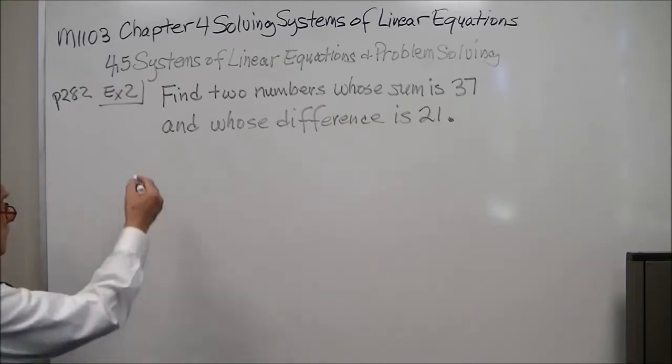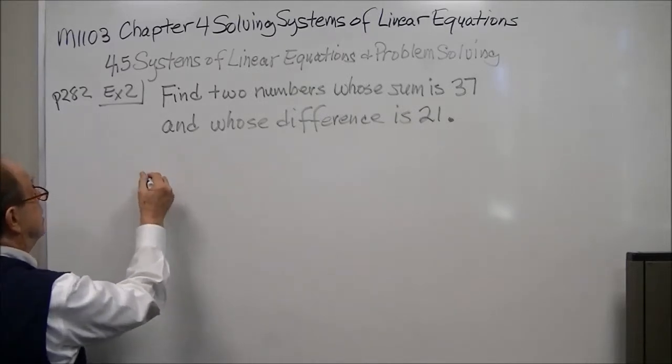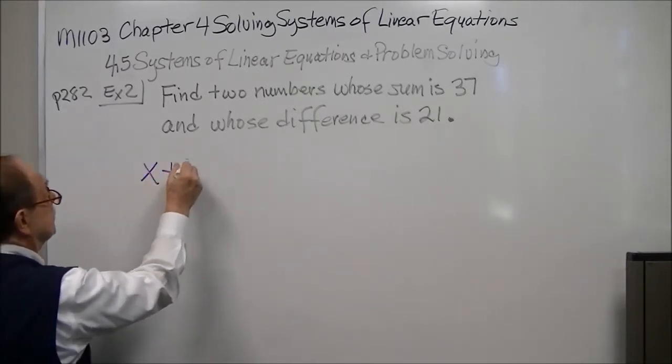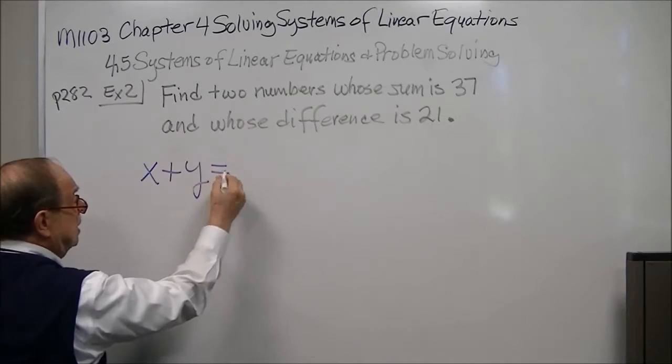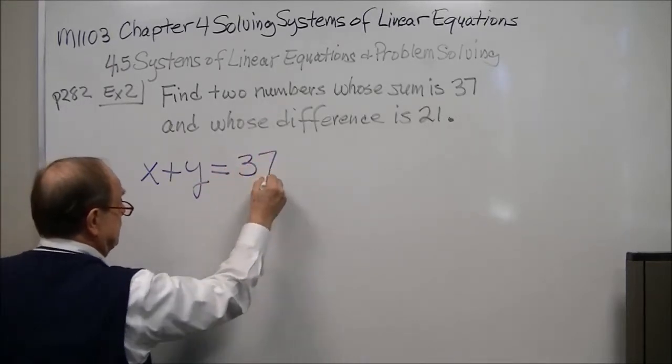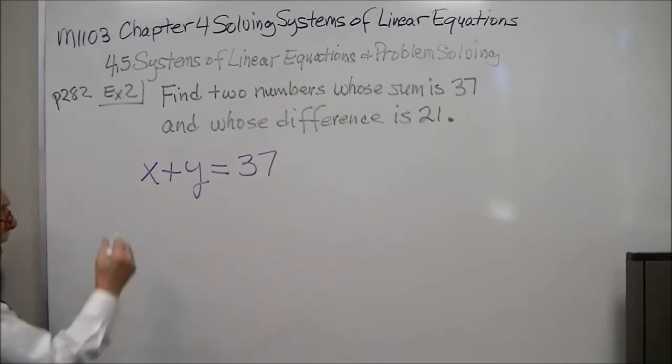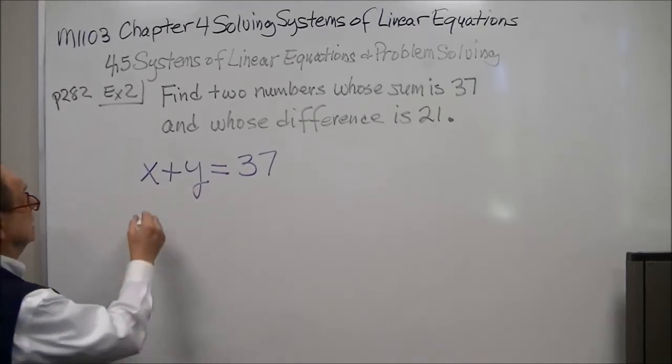So here it's find two numbers, well, x and y, whose sum is 37 and whose difference is 21.